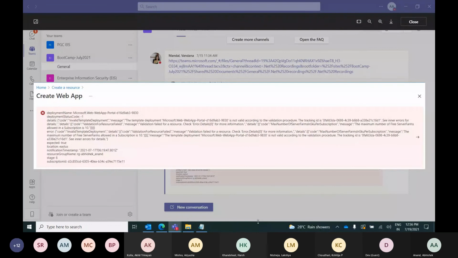Can you see it? Yeah, I can see it. One minute, this was the error. Let me maximize it. Deployment name, Microsoft Web App, Web Portal. Status code. This is a validation error, meaning it did not get validated.